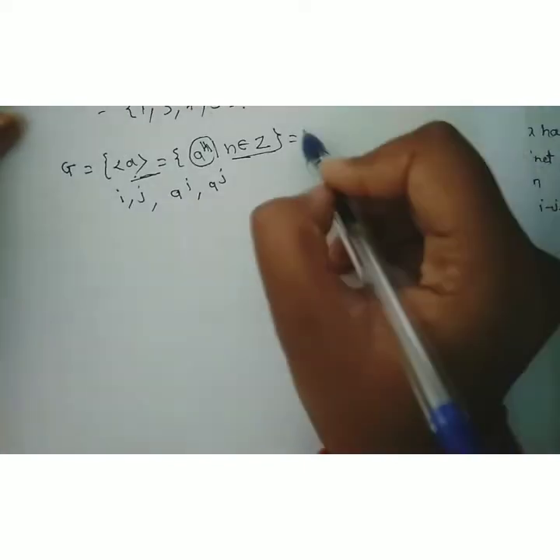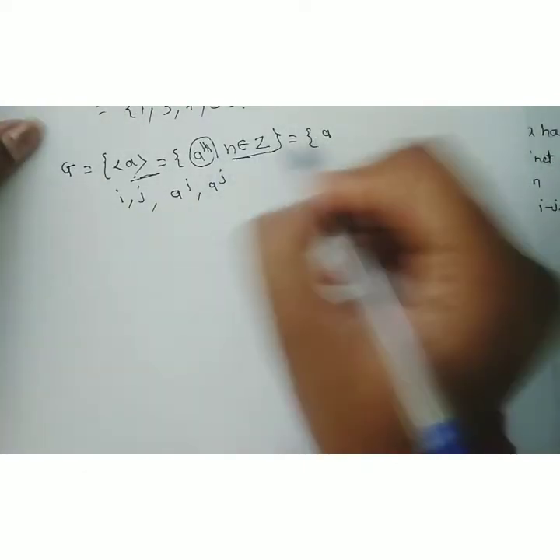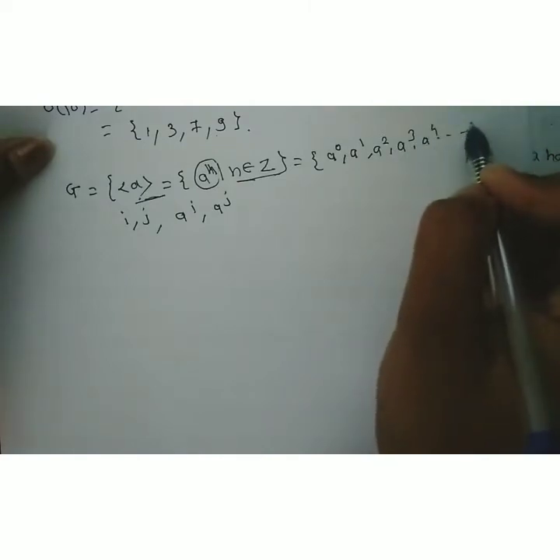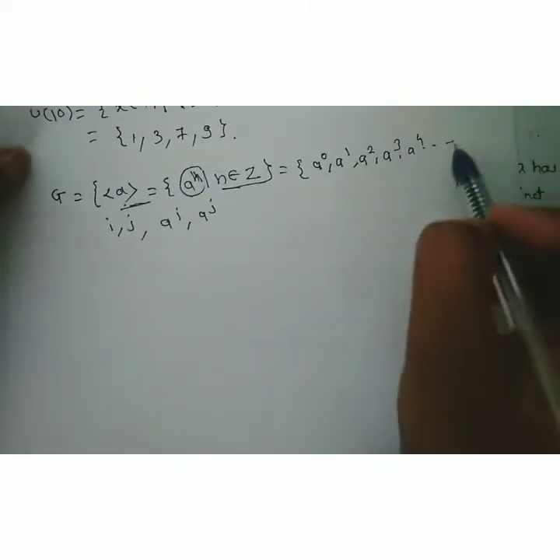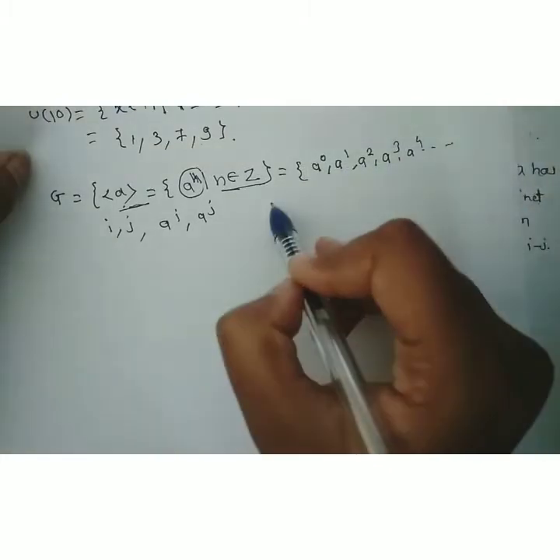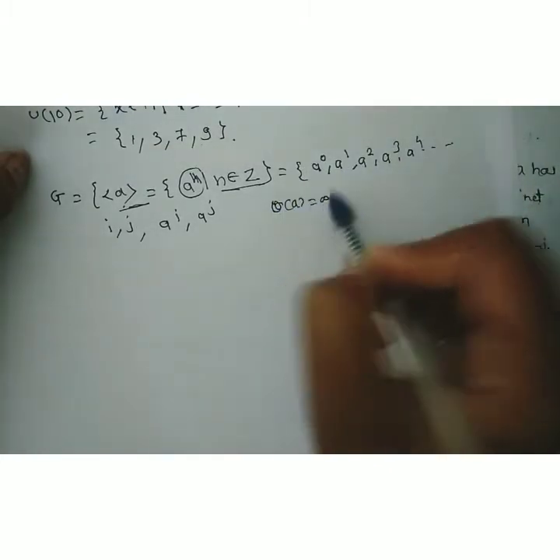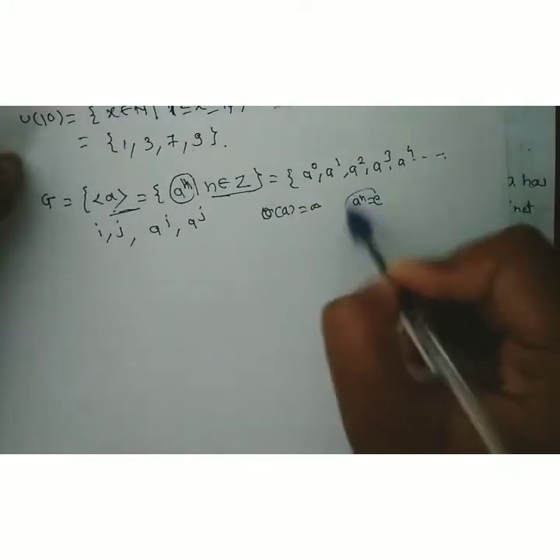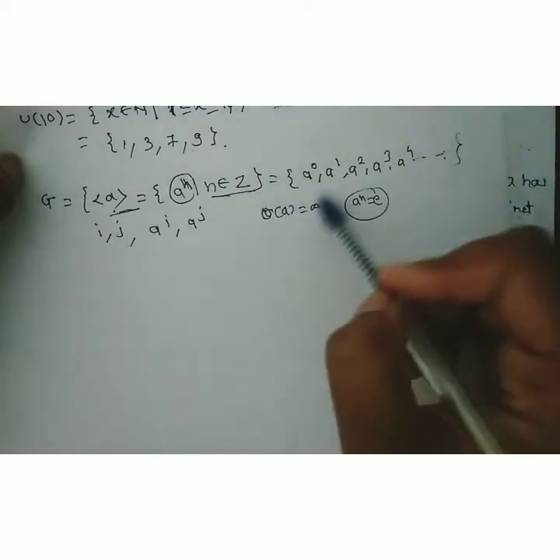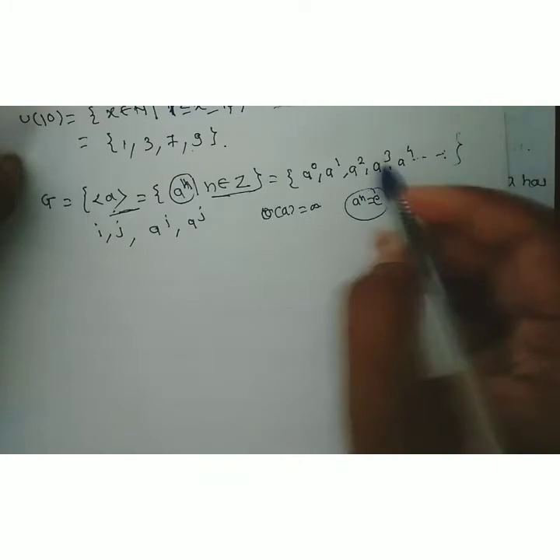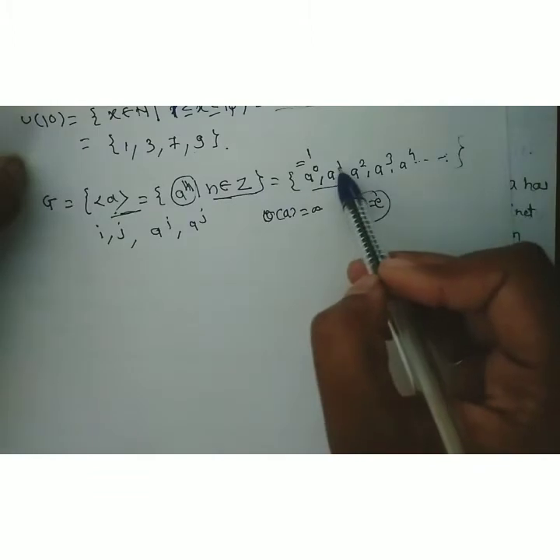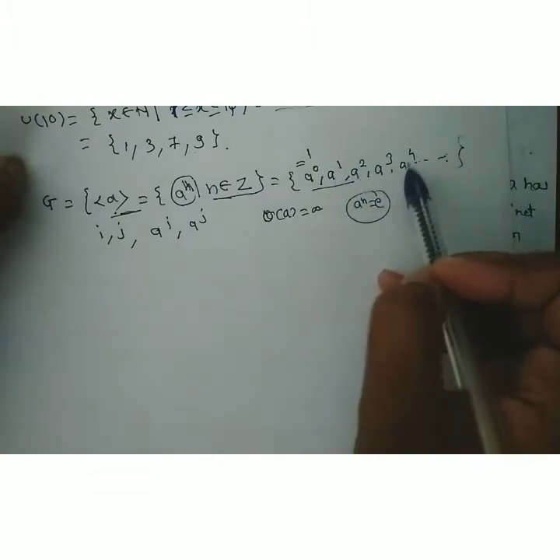Therefore, the elements look like this: if we put n equal to 0, then a to the power 0, then a to the power 1, then a squared, a cubed, a to the power 4, and so on. Here, the order of the element a is infinite. Therefore no positive integer n exists such that a to the power n is equal to the identity. Therefore this is an infinite set, and the elements are a to the power 0, which is the identity 1, then a, a squared, a cubed, a to the power 4, and so on.